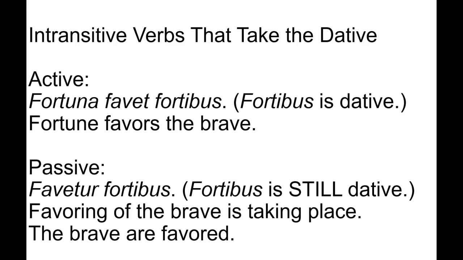Favoring of the brave is taking place. Now, fortibus is still dative. We might have thought that maybe we'll take the dative and make that into the nominative subject. But no. If a verb takes a dative, it always takes the dative, both in the active and in the passive. So fauetur fortibus again means favoring of the brave is taking place. It's a legitimate English translation to say the brave are favored. That's okay. But we have to know down deep inside that fortibus in Latin is dative.